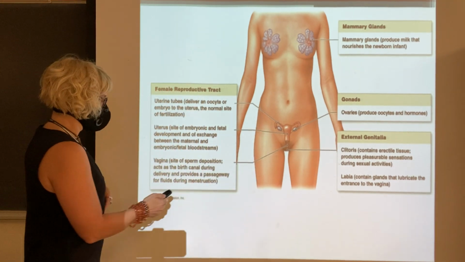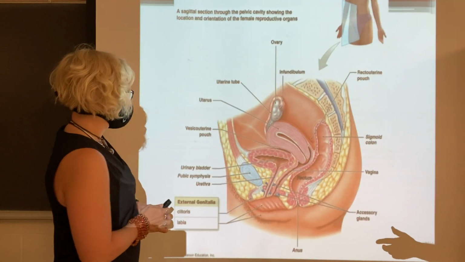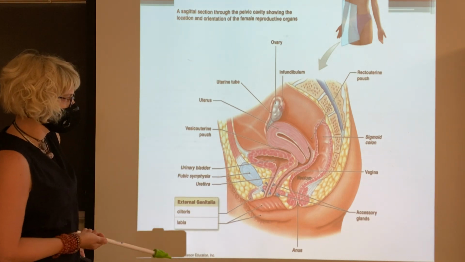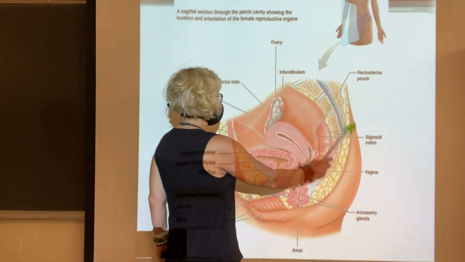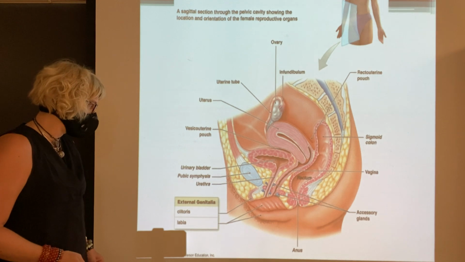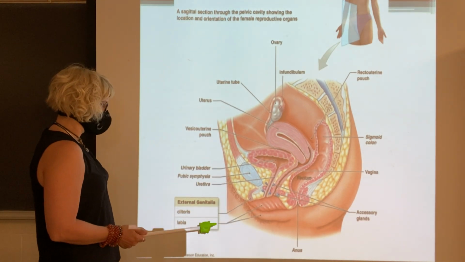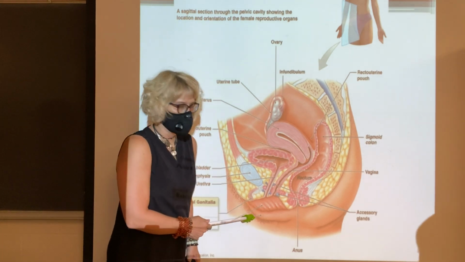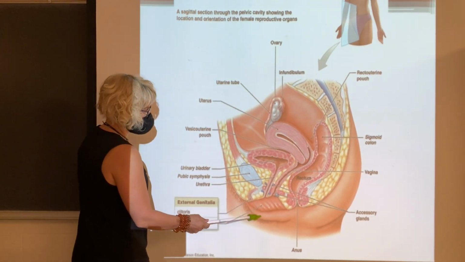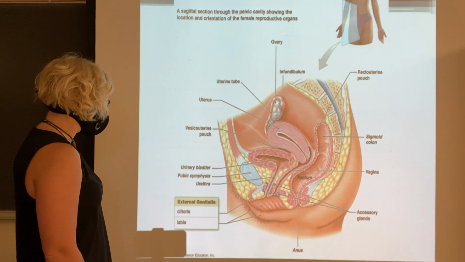So let's take a few more views. And what do we have here? This is a sagittal view of the female reproductive system. So let's go over all the parts. So first off, I mentioned externally what you see. What you see externally is labia majora, outer lip, and then the inner lip, labia minora.